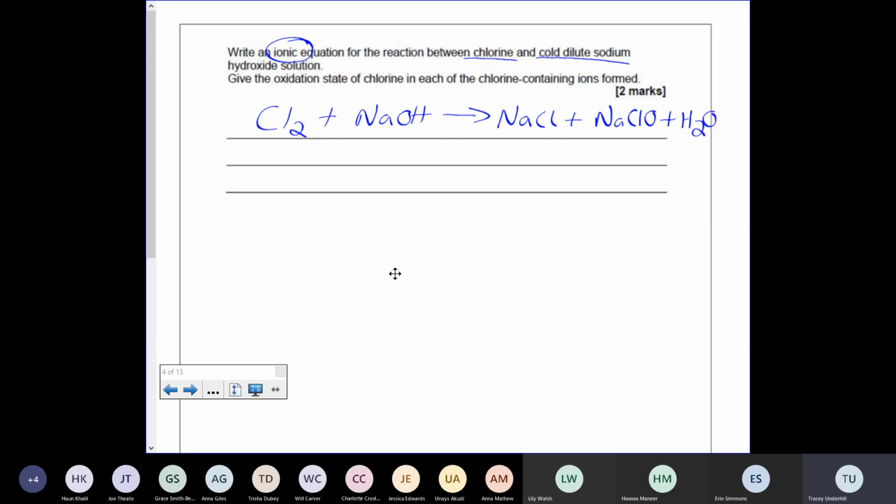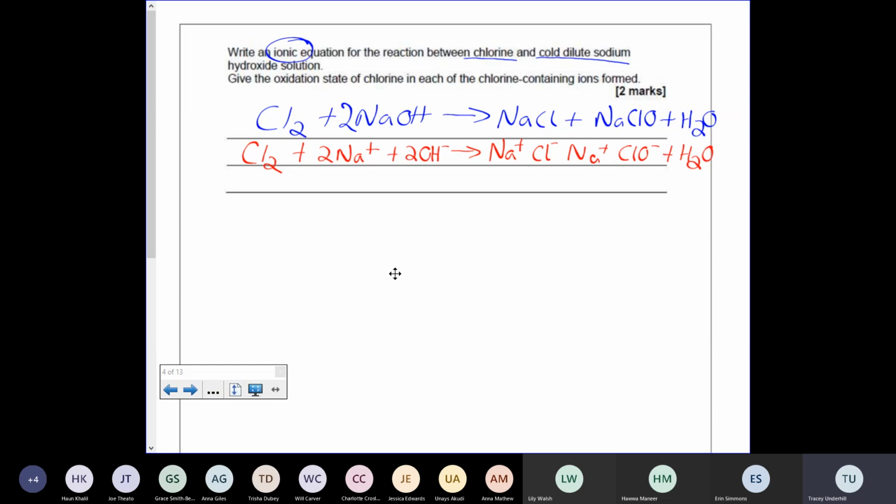Let's make sure that's balanced. We've got two sodiums on the right, so we'll have to have two on the left here. I think everything else looks okay. We've got chlorines, oxygen, yep. Therefore, then we can write our ions and make sure that we can cross out our spectator ions. So we leave chlorine alone, that's not ionic. We've got two Na+, plus two OH-. We've got an Na+ there, Cl-. We've got an Na+, a ClO-. And water, covalent, we leave it alone.